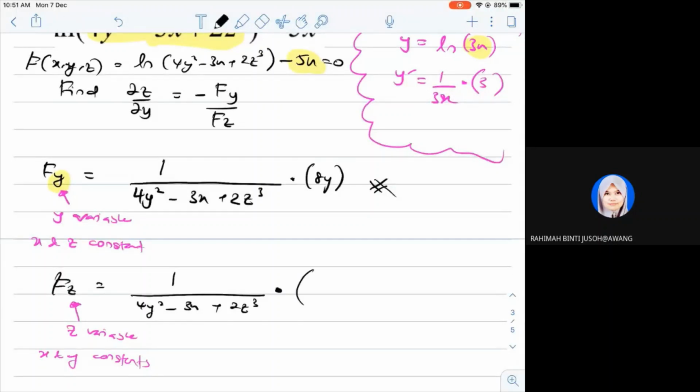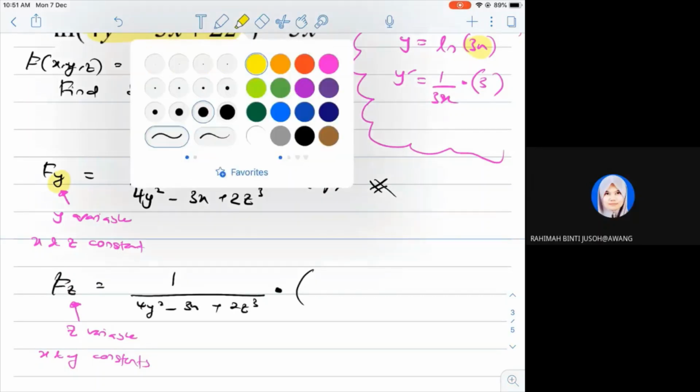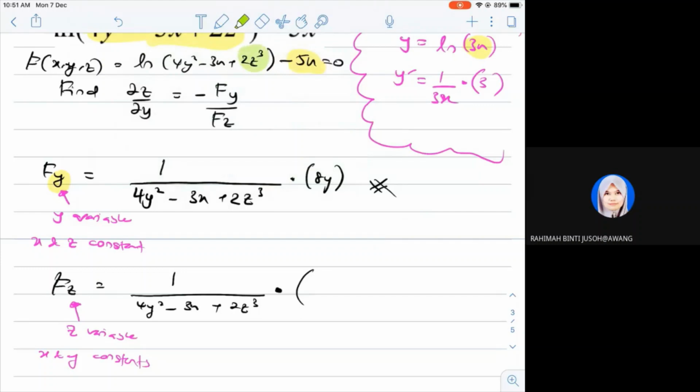Now multiply by what? Differentiate what right now? Z. Yes, we need to differentiate z. We need to differentiate this 2z cubed. Yang atas ni, yang saya highlight warna green ni. 2z cubed, differentiate with respect to z, we will get 6z squared. Well done. And then how about 5x, differentiate with respect to z? 0 again. So we just finish here.